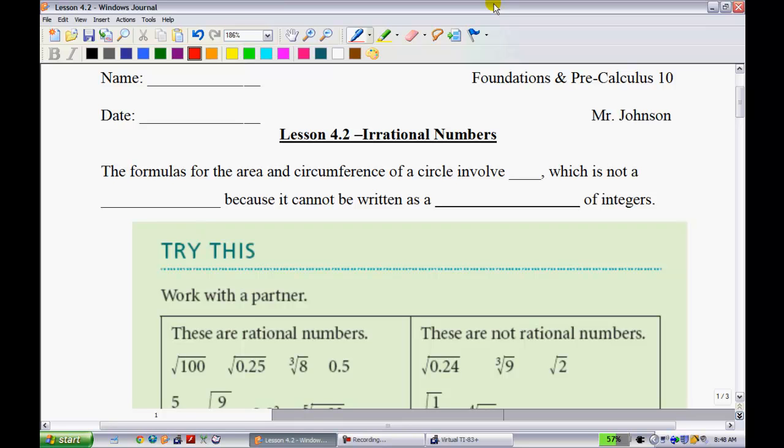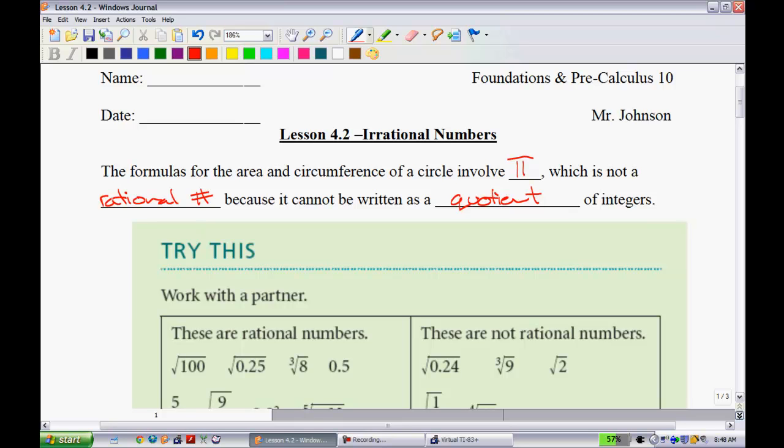The formulas for area and circumference of a circle, of course, involve pi, one of my favorite numbers, which we would say is not a rational number. Not a rational number because non-rational numbers cannot be written as a quotient of integers. So for instance, I know a lot of people think pi is 3.14. You couldn't take, for instance, 6.28 and divide it by 2 and just say that we have pi.